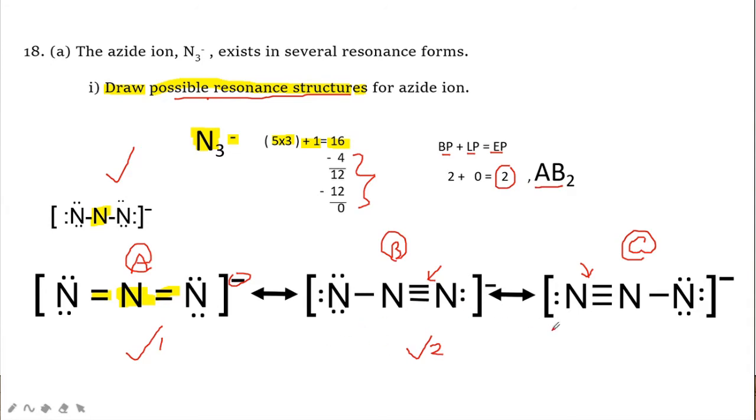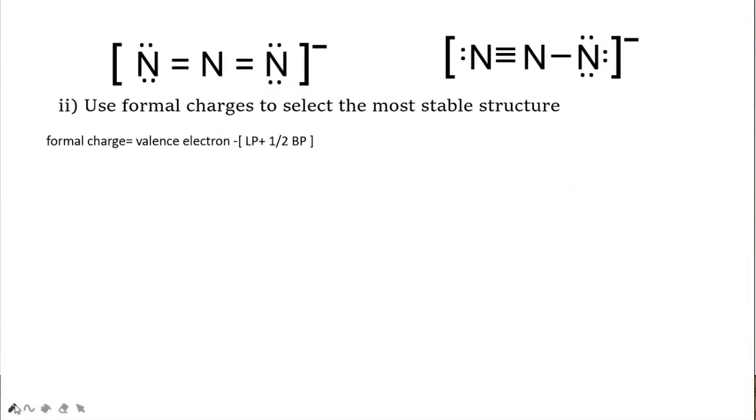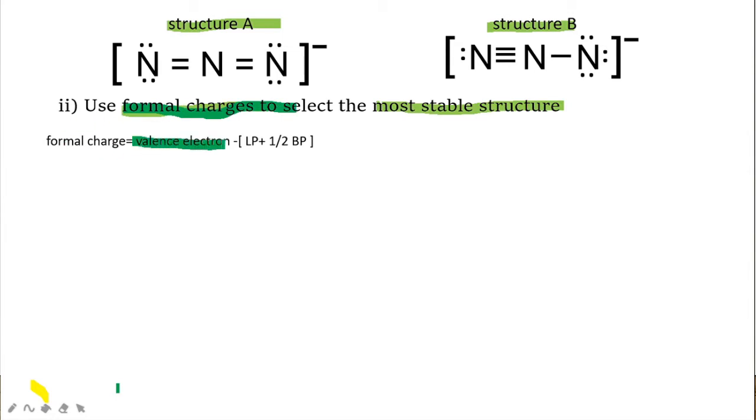Okay, next question, 2 Roman. Use formal charge to select the most stable structure. I will use structure A and compare it with structure B, because structure B and structure C have the same value, so I will only take one of them, which is structure B. And then we have to use formal charge to select the most stable structure. Formal charge is equal to valence electron minus lone pair plus 1 over 2 bond pair.